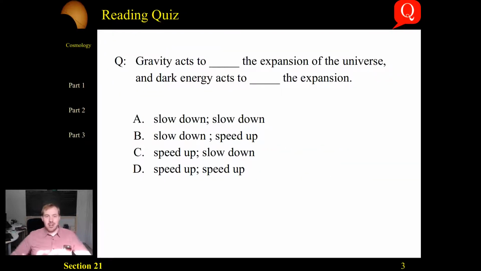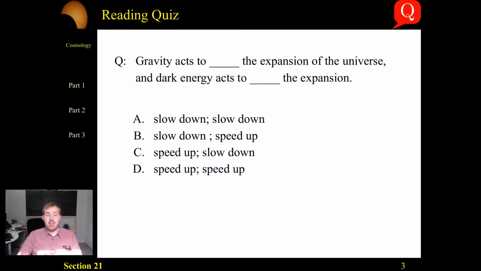So you know the drill, let's get our reading quiz out of the way. Let's ask ourselves, what does gravity do in terms of the expansion of the universe? The universe is blowing up in size. What does gravity do for that? And what does dark energy do for that expansion? Go ahead and pause, think about it for a moment, check your book. All right, and come on back.